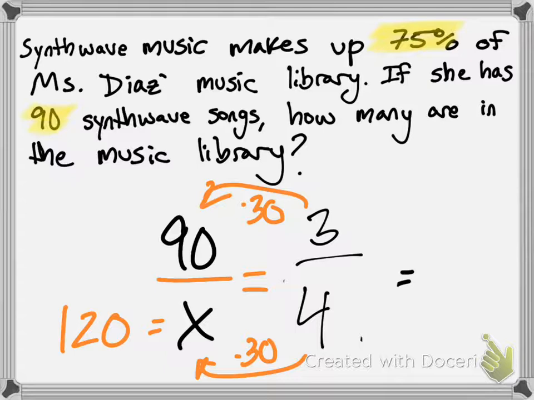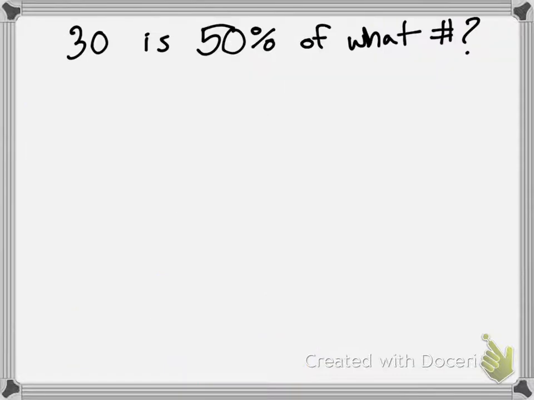She did 4 times 40, which is 120. So there are 120 songs in my music library. Let's look at our is over of again. Let's match this. Where does my 30 go?